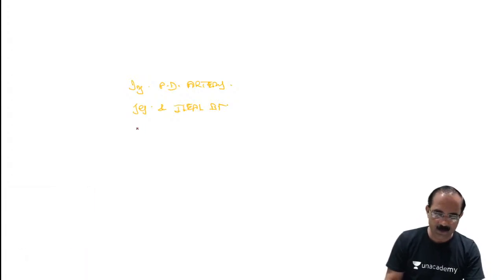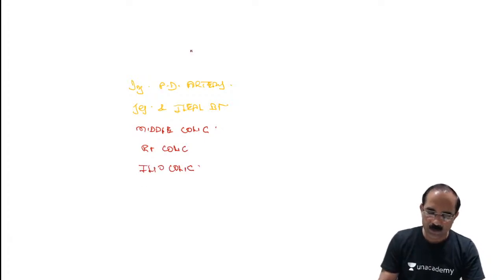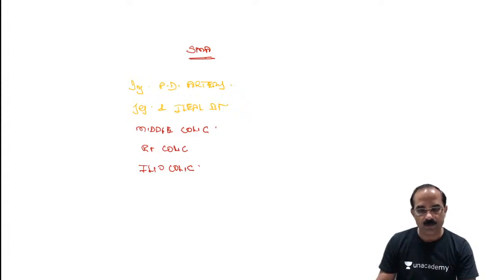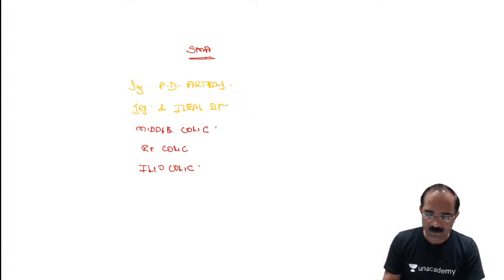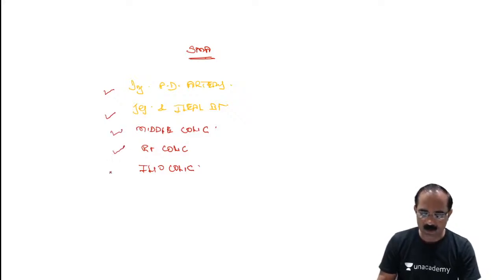Then the next artery is middle colic, right colic, and ileocolic. So these are the branches of superior mesenteric artery. Remember this. So superior mesenteric artery gives inferior pancreaticoduodenal, jejunal and ileal branches, middle colic, right colic, ileocolic.